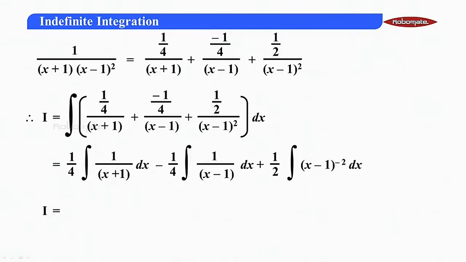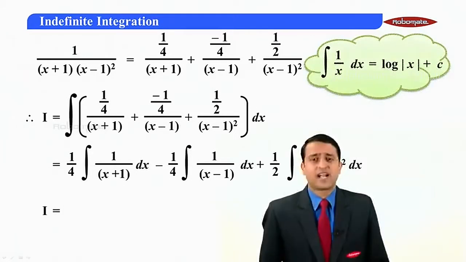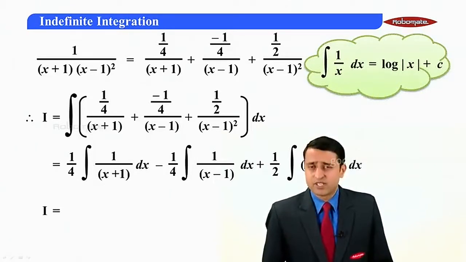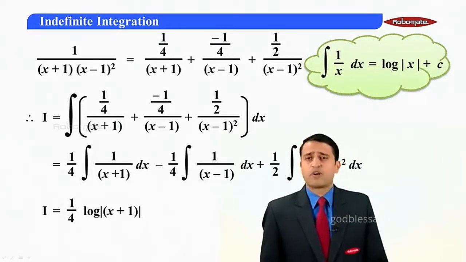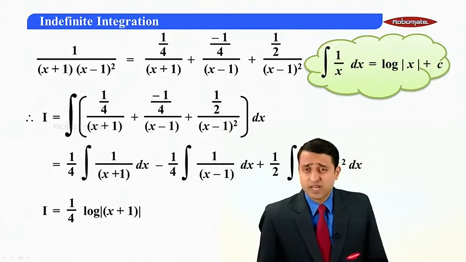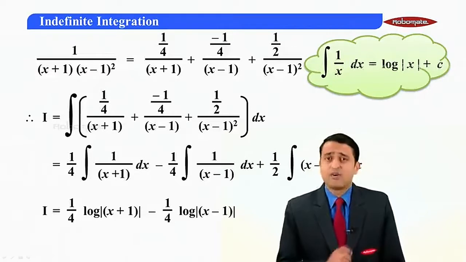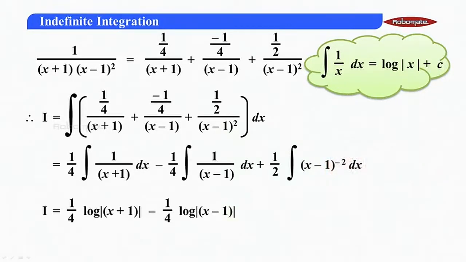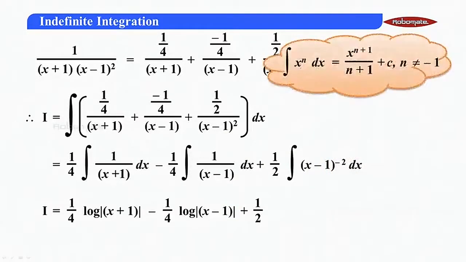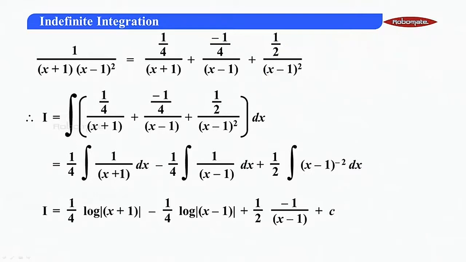So now my dear students, the first two integrals are in the form of 1 by x. So let us write the formula and let us apply it. So 1 by 4 log mod of x plus 1. Likewise for the second one, minus 1 by 4 log mod of x minus 1. And now x minus 1 raised to minus 2 is of the form x raised to n. So as per the formula, what I'll get is 1 by 2 into x minus 1 raised to minus 1 upon minus 1. That is nothing but minus of 1 upon x minus 1 plus c.